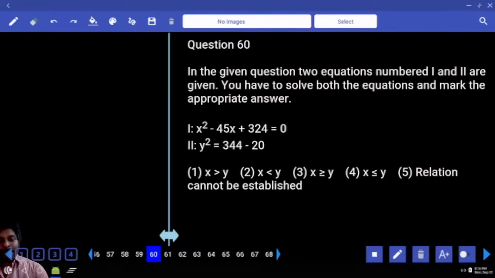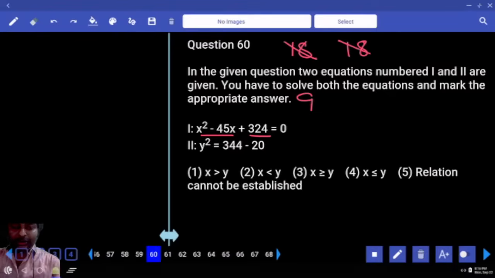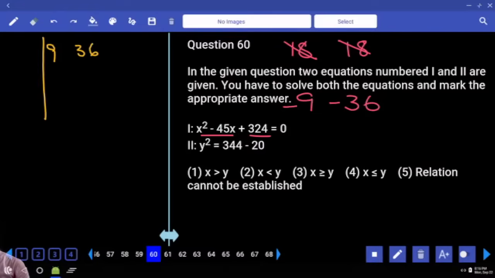Now, 324. When you see 324, what comes in your mind? 18 square. 18 and 18. Product of both the numbers. But sum is equal to minus 45. Correct? So let me take this as 9 into 2. I'll write 9 here. 2 is there. 2 into 18. 9 and 36, 45. So combination minus 9 minus 36. Factors are 9 and 36.